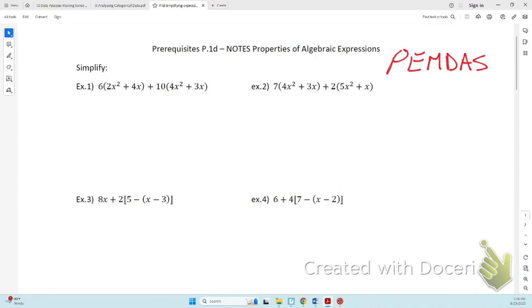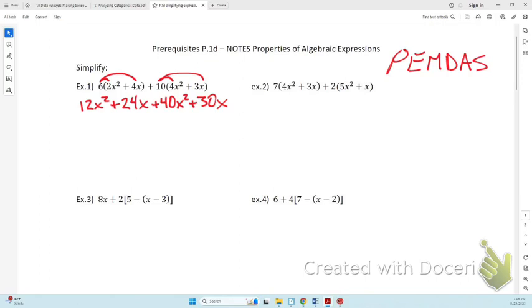So on number 1, between these two terms, there is nothing to be done. Those are unlike terms. Same over here, same over here, same over here. So those are all unlike terms inside the parentheses, so you can't really do anything. So next step, you move outside the parentheses and you want to distribute. So we're going to distribute the 6 and the 10, and we get 12x squared plus 24x plus 40x squared plus 30x.